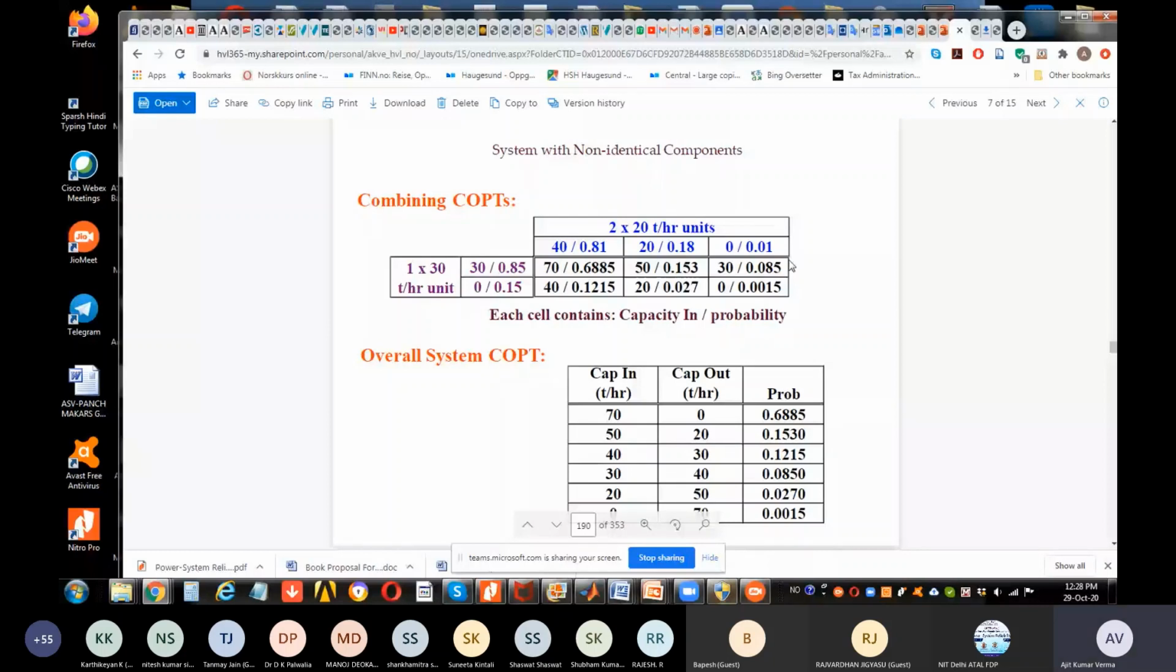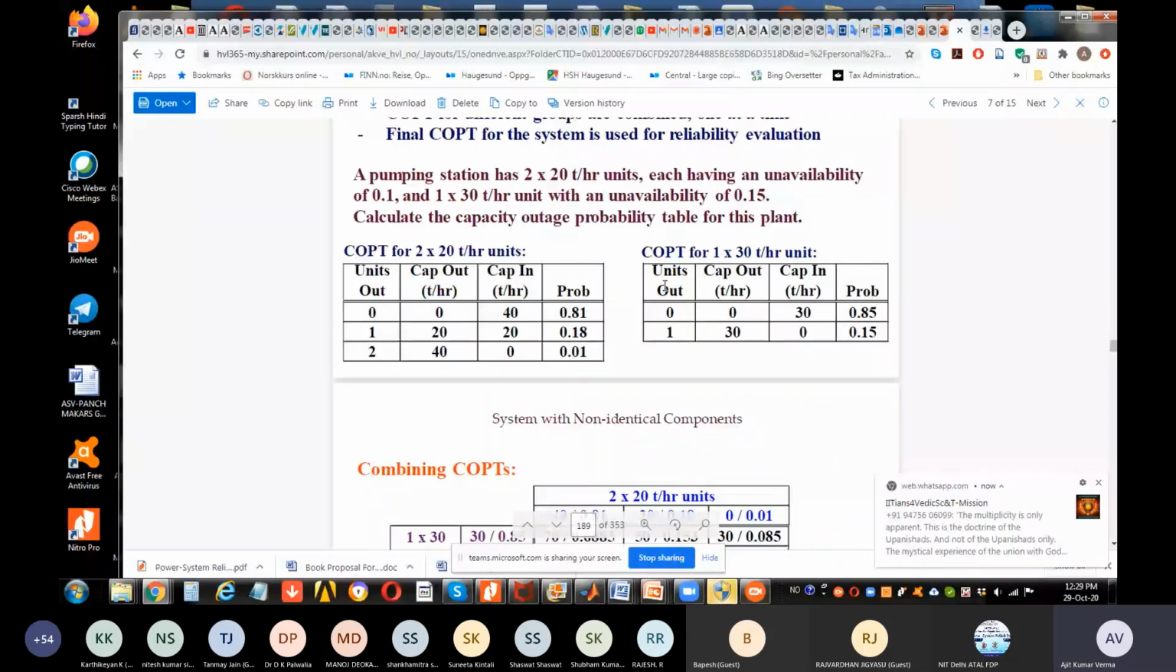Now let's look at 40 and 0. So that means 40. So multiply these two probabilities. Then 20 and 0, so multiply these two probabilities, 0.15 into 0.18. Then 0 and 0, so you get 0.0015, because 0.01 multiplied by 0.15 is 0.0015. So you multiplied the probabilities. So one is individual and one is the combination.